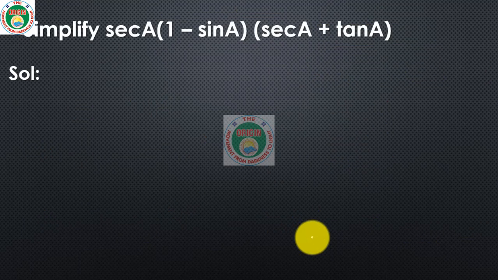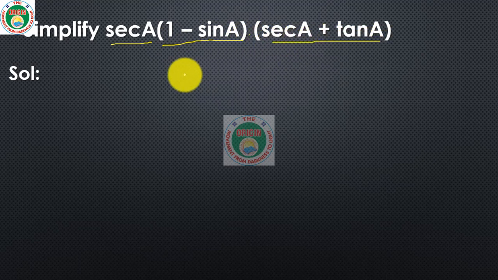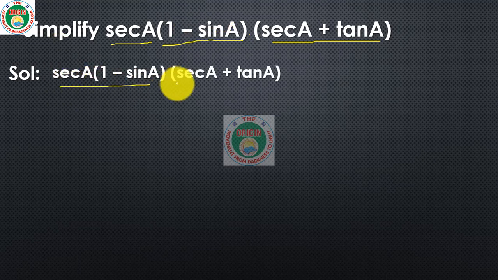Next problem. Simplify sec A into 1 minus sin A into sec A plus tan A. If you observe here, secant and tan, we have one formula. We should convert this problem as per the formula sec square θ minus tan square θ equals 1. How are we converting? Look here. I take the given problem: sec A into 1 minus sin A into sec A plus tan A.